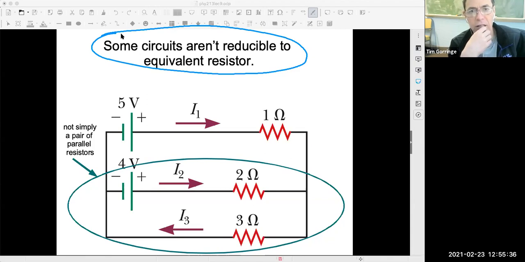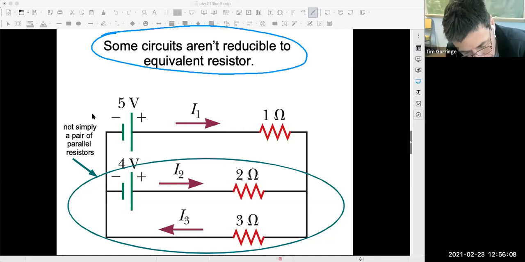How did I start it? I started looking at the circuit and identifying pieces of the circuit that were just either resistors in parallel or resistors in series. I had to find some bit of the circuit which was just parallel resistors or just series resistors. But in this circuit, there is no part of the circuit that just looks like a pair of parallel or series resistors.